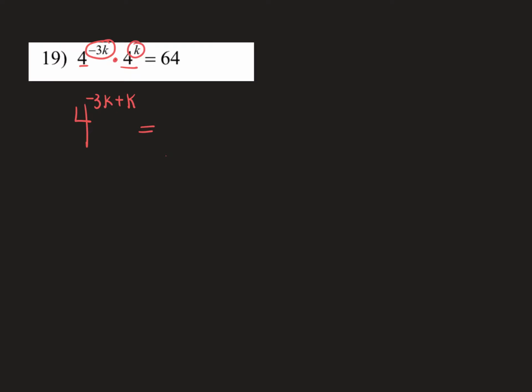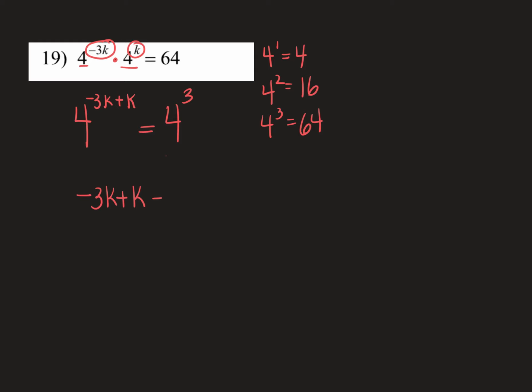Can I rewrite 64 with a base of 4? Yes. 4 to the first power is 4. 4 to the second power is 16. 4 to the third power is 64. So equals 4 to the third. And now my bases are the same, so my exponents are equal.